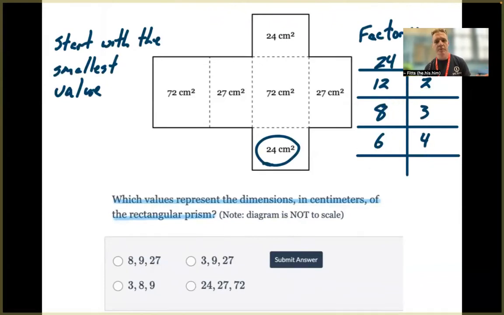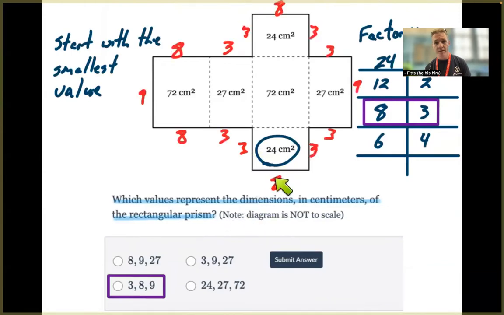All right, well, if we know those are the factors, let's take a look. Two of those need to be the sides of this rectangle right here. Well, the only one that fits is 8 and 3. And this is the only one that has 8 and 3. So do these other numbers match up and work for these? Sure, right? I just labeled them all.